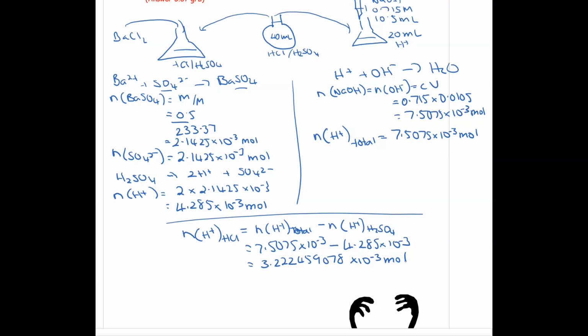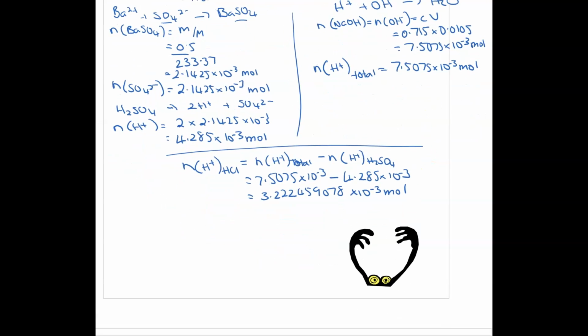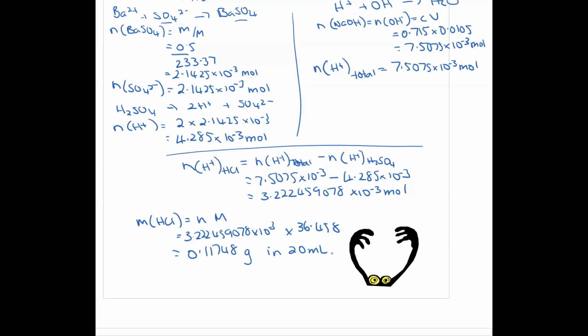So, now that we've got the number of moles of hydrogen ions from hydrochloric, we can find the mass of hydrochloric. Equals number of moles times formula mass, which is 3.222459078 by 10 to the negative 3 times 36.458, which comes out to 0.11748 grams. And this was the mass in 20 ml. And we can do this because both sample sizes are the same.